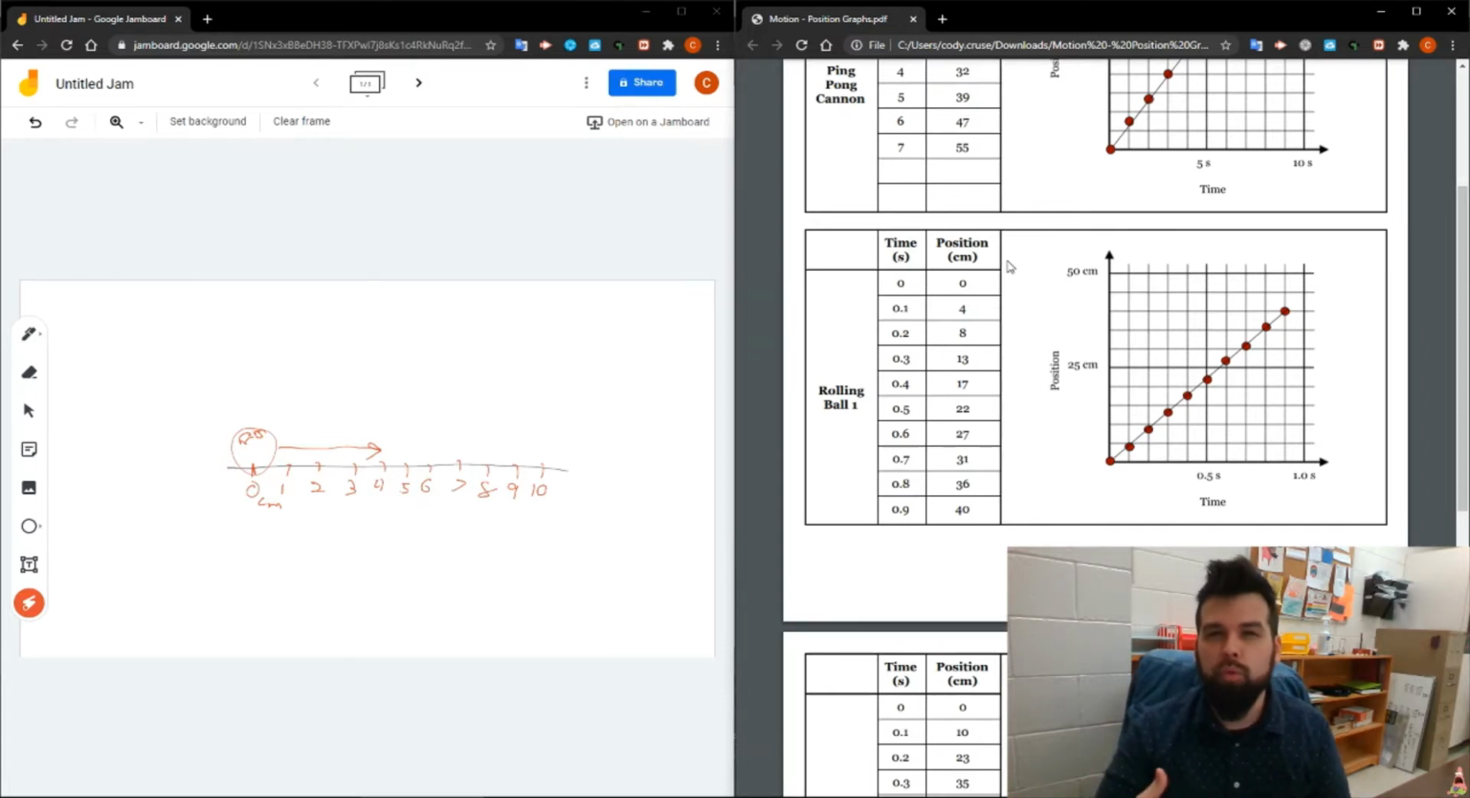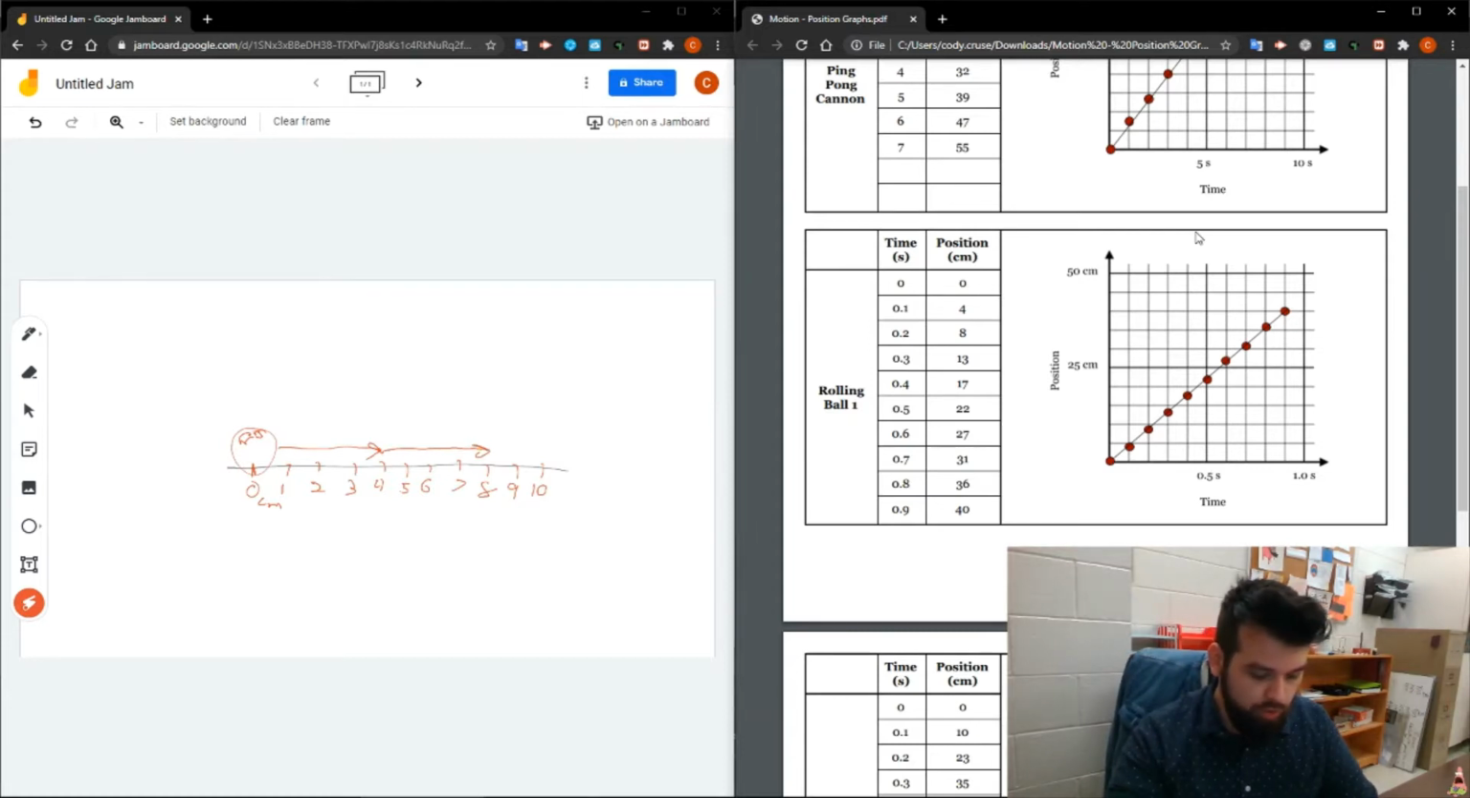Every graph kind of tells a story in that way. So if I look over at my graph here, if I want to look at what happens at 0.2 seconds, I can come up and it looks like the position is around 8 centimeters, which is also shown on our table here. So it moves again to the right because I've decided that's positive. So it moves to the right another 8 centimeters. And if I keep going along, you can see how the numbers keep going up. 13, 17, 22, 27, 31 is right there. This steadily increases, and so I know that it's moving in a positive direction, which I've decided is to the right.